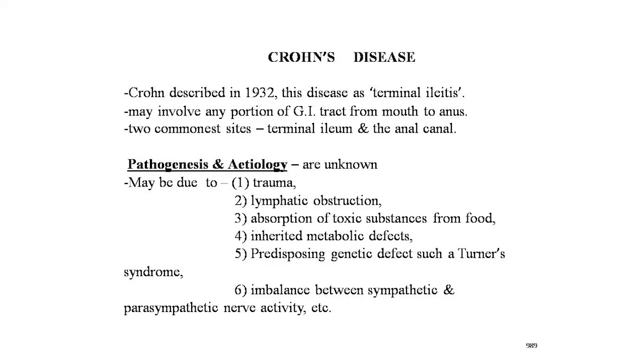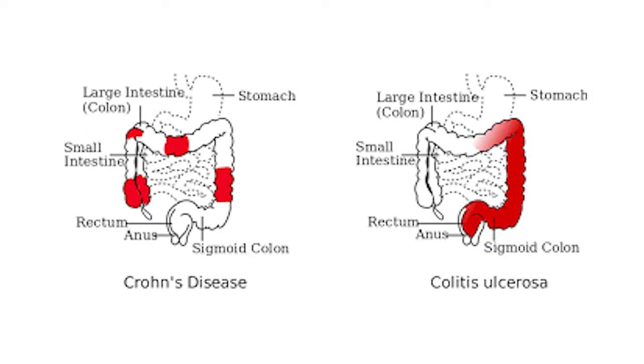Dear students, you can see good pictures of Crohn's disease and ulcerative colitis on your screen. The sites of Crohn's disease are clearly seen in red color, and in the second picture the ulcerative colitis is continuous from the transverse colon up to the anus. Very good picture differentiating between Crohn's disease and ulcerative colitis.